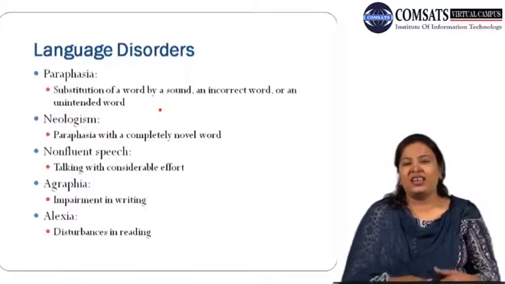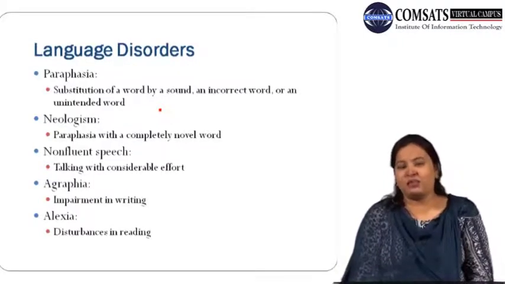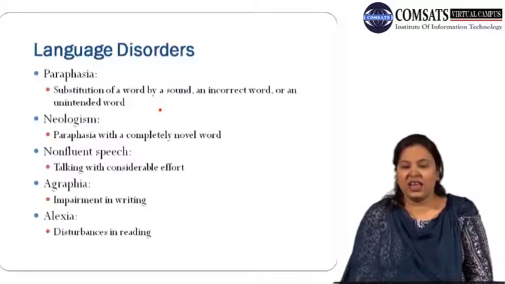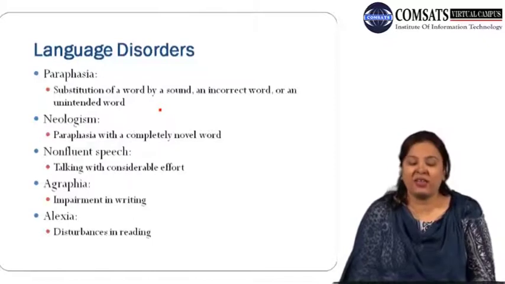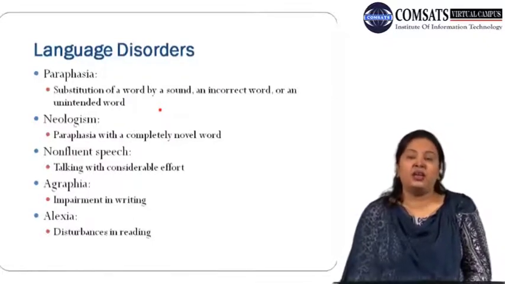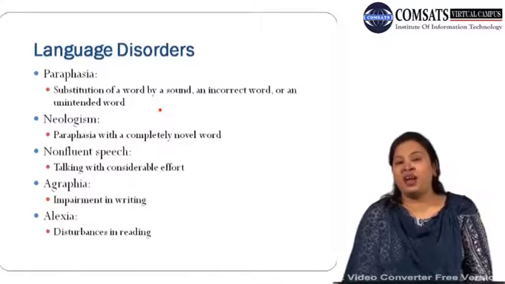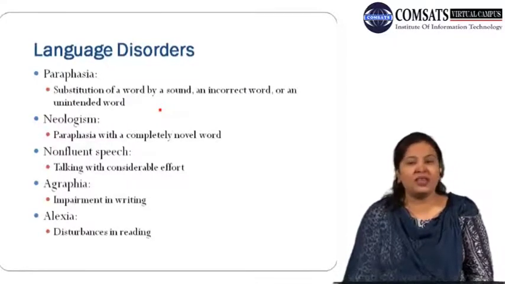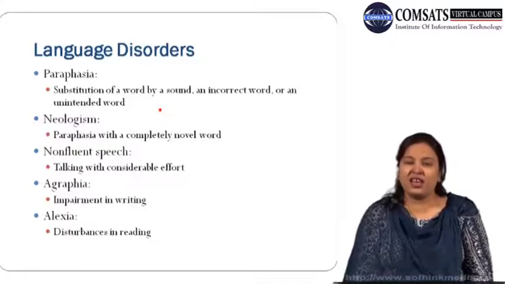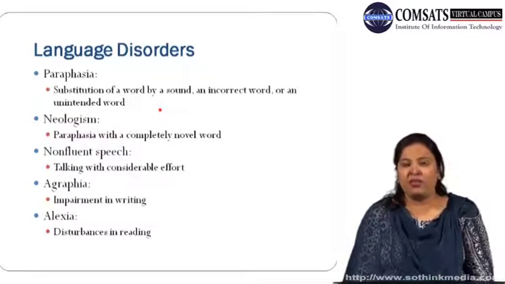The first important language disorder is paraphasia. Paraphasia is the substitution of a word by a sound, an incorrect word, or an unintended word. People with paraphasia usually replace words with sounds, or they pronounce incorrect words, and they use unintended words. They do not mean to use those words, but they still keep on using them. So these people suffer from paraphasia.